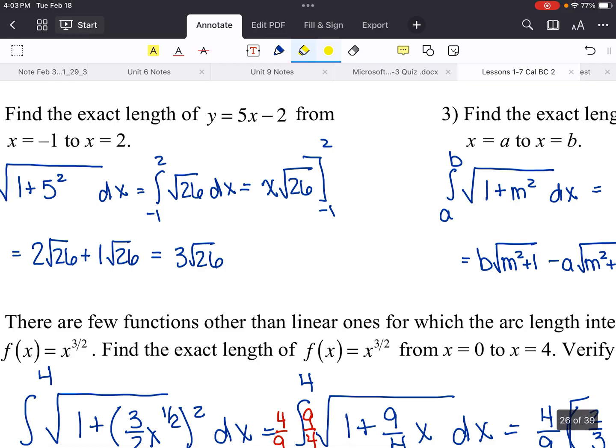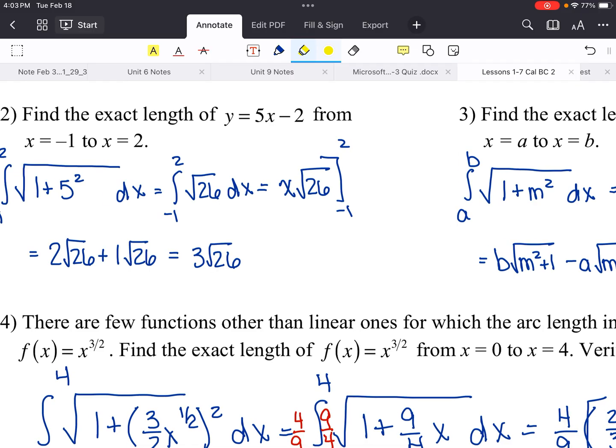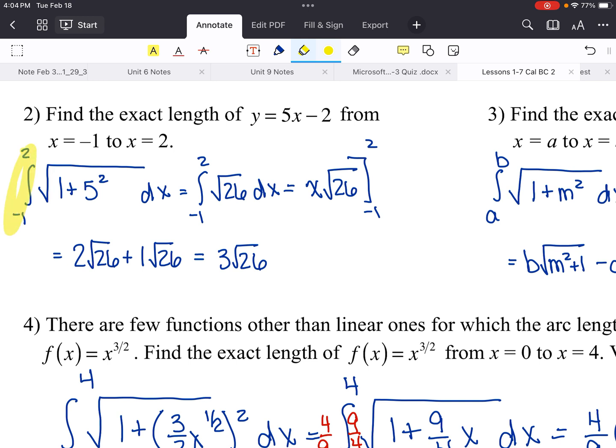And then if you look at this next one, it's a linear function, but again, from -1 to 2, square root 1 plus, what is the derivative of 5x minus 2? Well, it's 5. So 5 squared is 25, plus 1 is 26. So we have the integral from -1 to 2 of square root of 26. Antiderivative of that is x, square root of 26. Plug in the 2, plug in the -1, and subtract. So it was minus a -1, and that's the distance between those 2 points along the line, in this case, 5x minus 2.